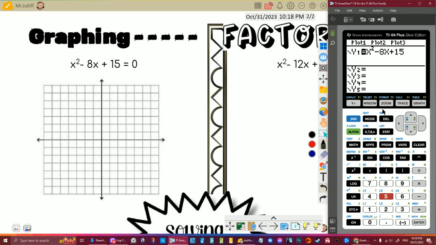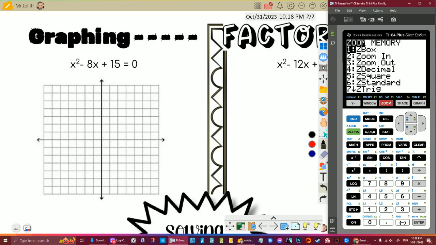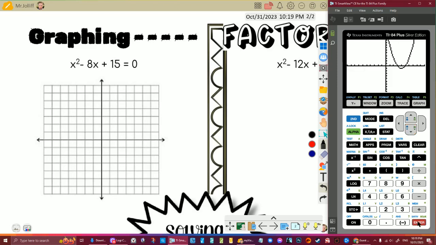To graph it, the easiest way is to go zoom and then select ZStandard, which is option 6. And then we're going to press enter. And we can see both solutions on our graph. So looking carefully, we can see that we've got an intercept at 3 and an intercept at 5. So the solutions to this equation are x equals 3 and x equals 5.